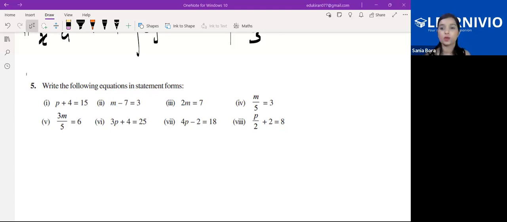Now the seventh one. 4p subtracted 2 gives 18. Instead of this, in subtraction, just write it like this: when we subtract 2 from 4p, we get 18. The last one, Ananya.